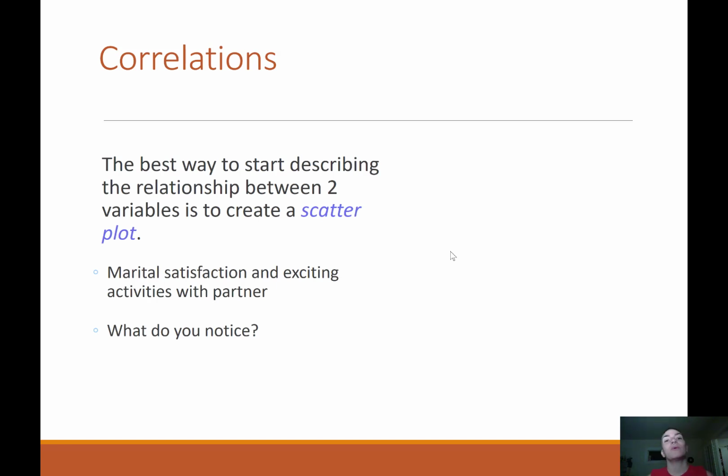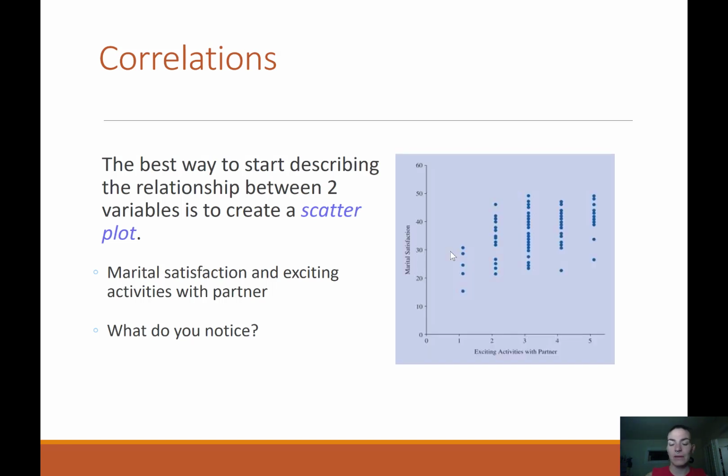Often the best way to describe a relationship between two variables is to right away draw a scatter plot of the data. Often the very best way to start thinking about or describing the relationship between two variables is to visualize the data on a scatter plot.